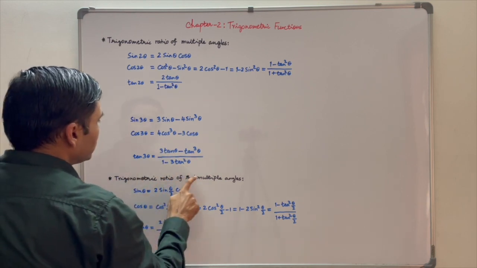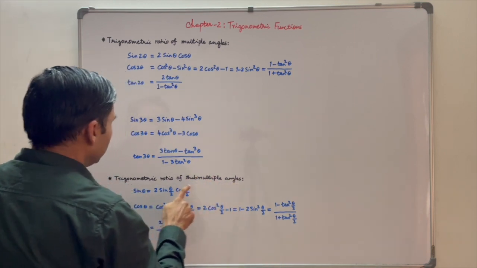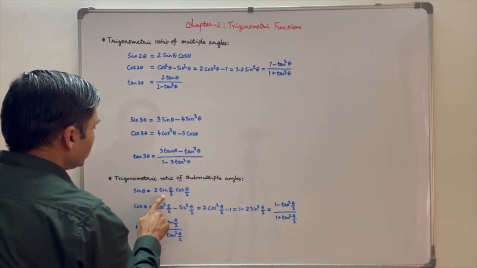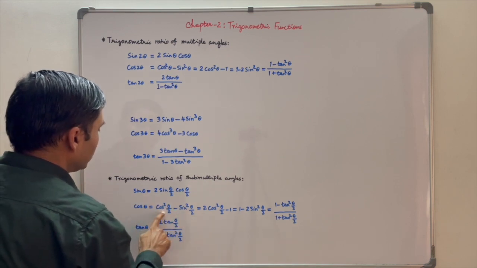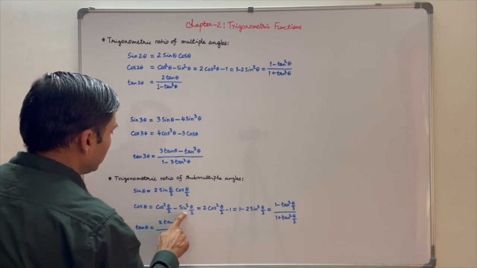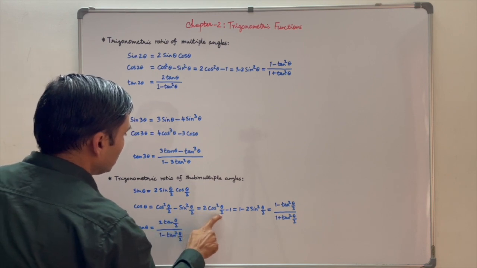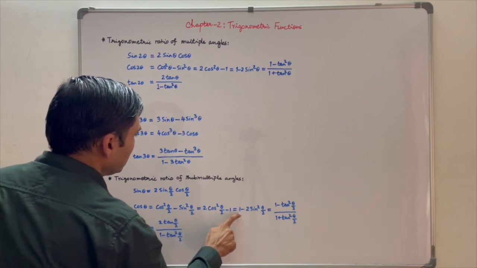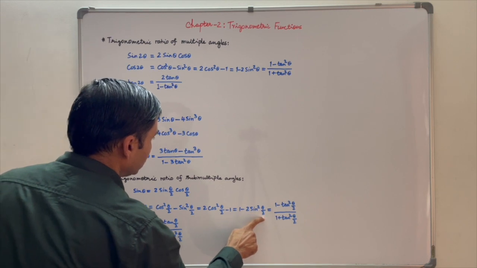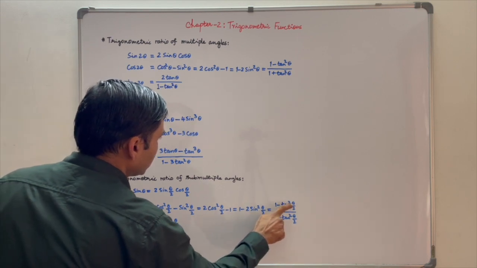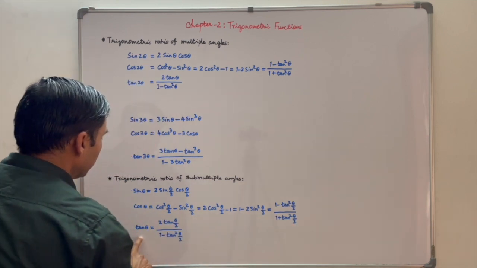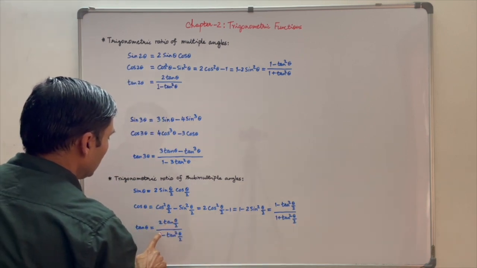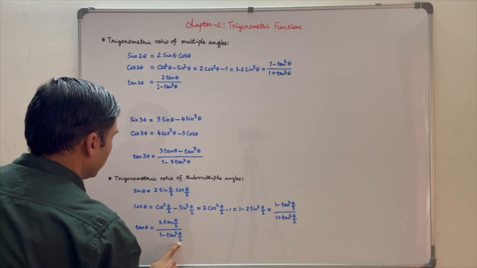Now trigonometric ratios of submultiple angles. Sin theta is equal to 2 sin theta by 2 cos theta by 2. Cos theta is equal to cos square theta by 2 minus sin square theta by 2, is equal to 2 cos square theta by 2 minus 1, is equal to 1 minus 2 sin square theta by 2, is equal to 1 minus tan square theta by 2 upon 1 plus tan square theta by 2. Tan theta is equal to 2 tan theta by 2 upon 1 minus tan square theta by 2.